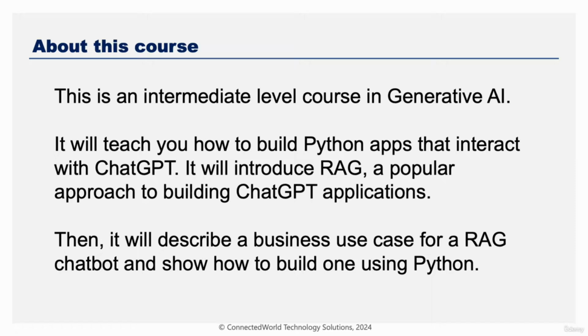About this course. This is an intermediate level course in generative AI. It will teach you how to build Python apps that interact with ChatGPT. It will introduce RAG, or retrieval augmented generation, a popular approach to build ChatGPT applications. Then it will describe a business use case for a RAG chatbot and show how to build one using Python.